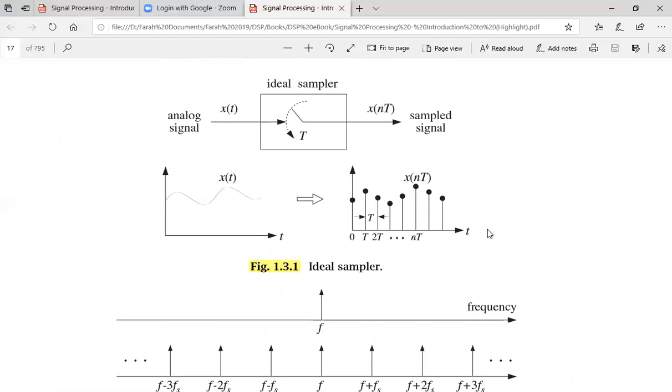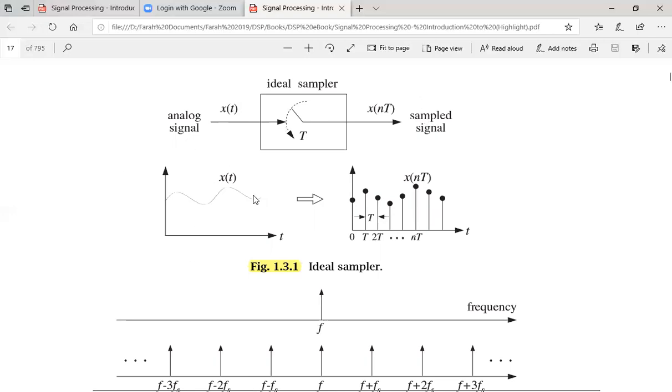Okay, so here you can see a sampler can be modeled as a switch. An ideal sampler can be modeled as a switch. For example, an analog signal appears at its input, and whenever the switch is closed, whatever is appearing at x(t) would appear at x(nT). And when the switch is opened, the signal at the output would be zero. It means the closing of the switch is for just an instant, and the opening of the switch is for a comparatively much longer time, so that you will have this type of signal at the output.